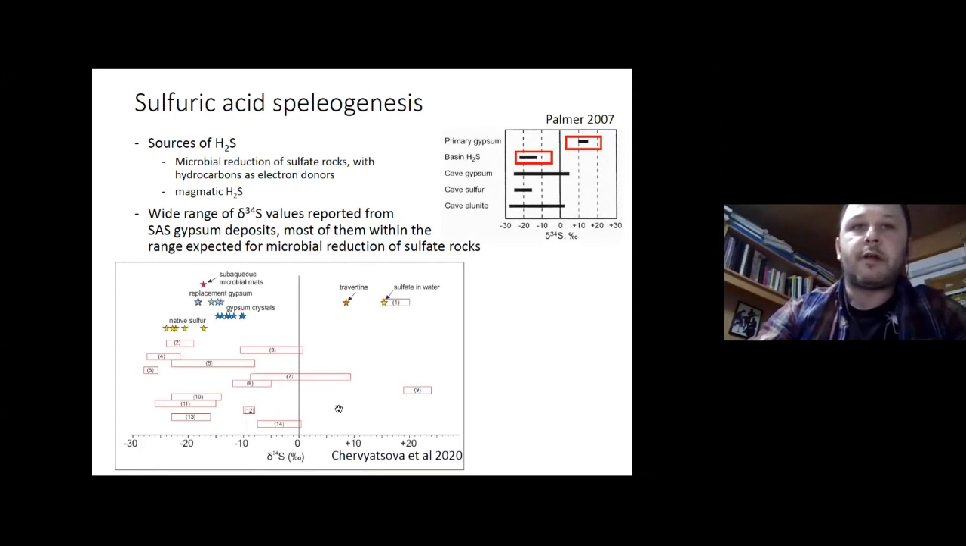You can find on this graph a number of sulfuric acid caves in the world with reported values of the sulfur isotope composition of their gypsum. What is interesting to note is that you can see a large range in some of them, but quite narrow in others, and that can be the result of the complexity of the system, but it can also reflect the number of samples which have been taken in a particular cave. So although we know a lot about this, there is still much to be done to fully understand the full extent of processes acting in this kind of system.